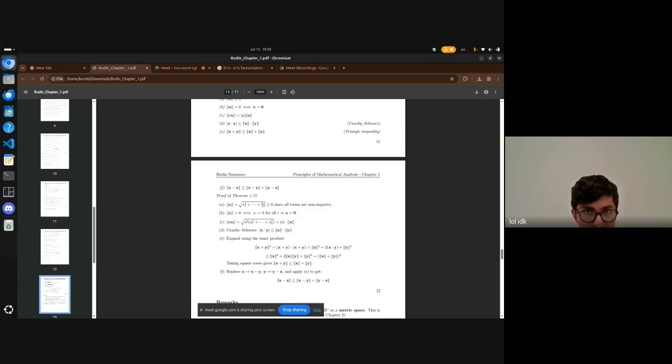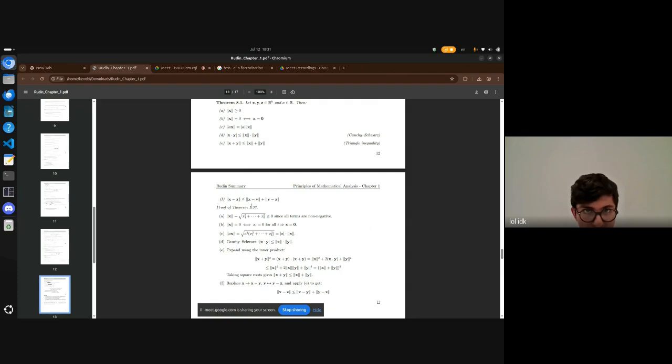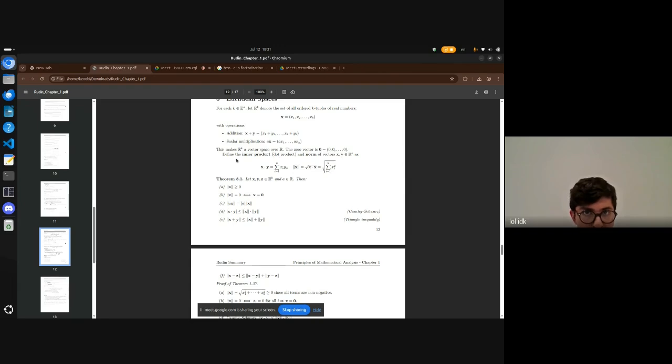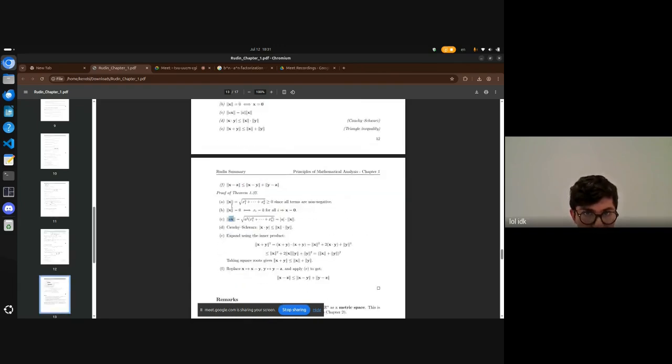Since all the terms are non-negative, this is greater than 0, as a proof for the first one. If the modulus of x equals 0, that means x_i equals 0 for all i, which means x equals 0. And for ax, its norm is a squared times this, which gives you this. D is analogous to the Cauchy-Schwarz inequality we just did here.